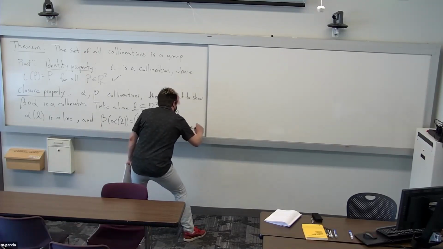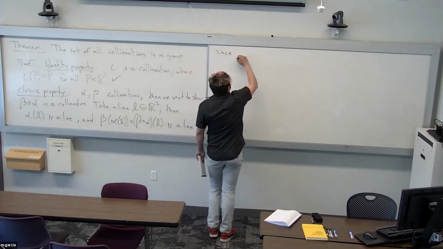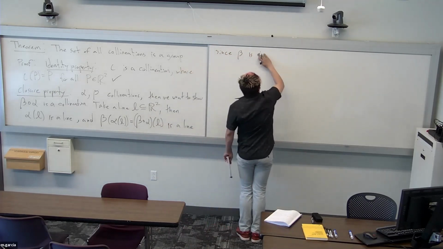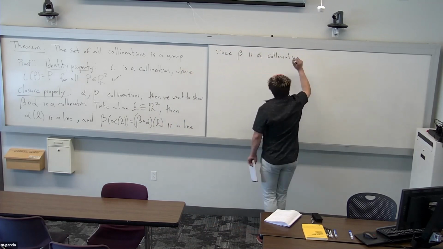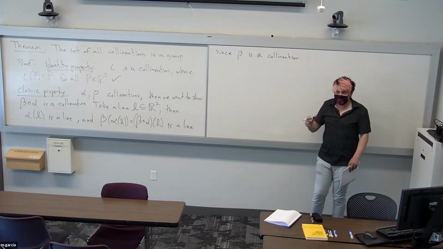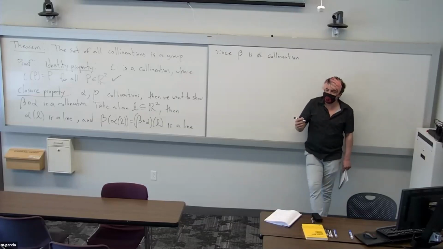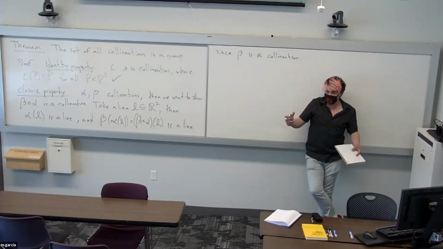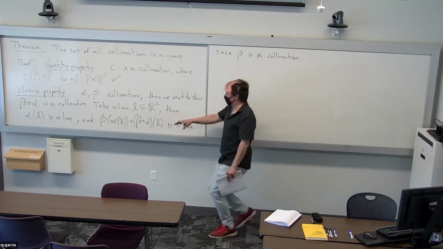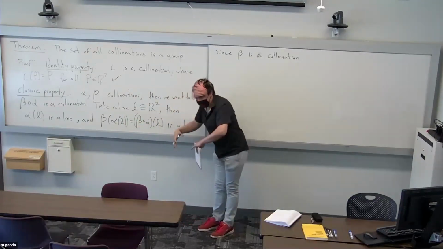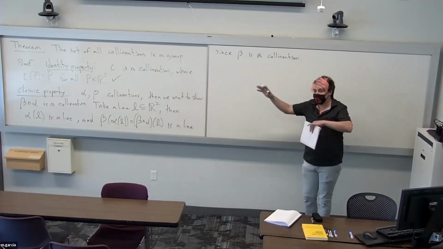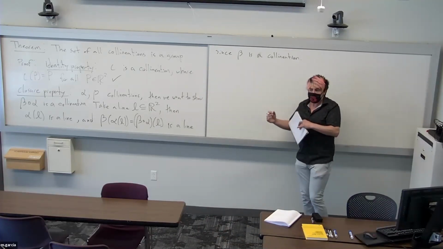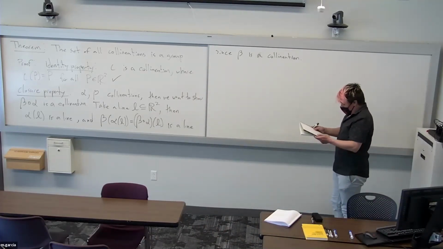It's a line, since beta is a collineation. Again, this is just like the proof that transformations are closed under composition. The composed transformation inherits the properties of both the components. Okay?